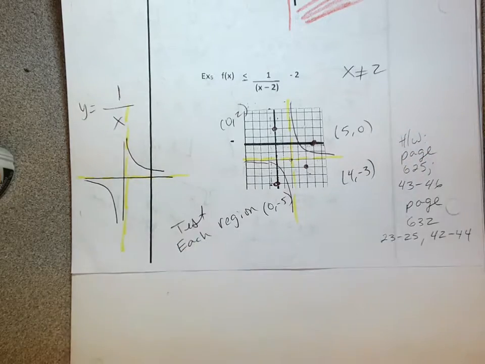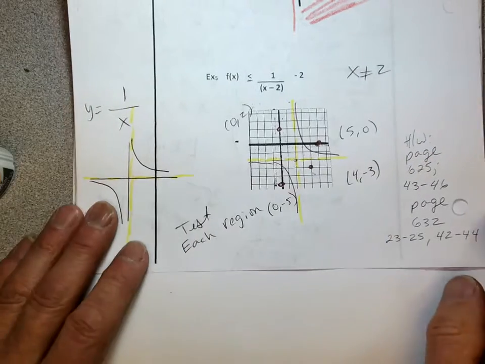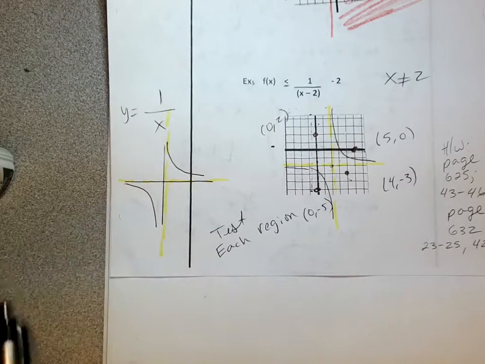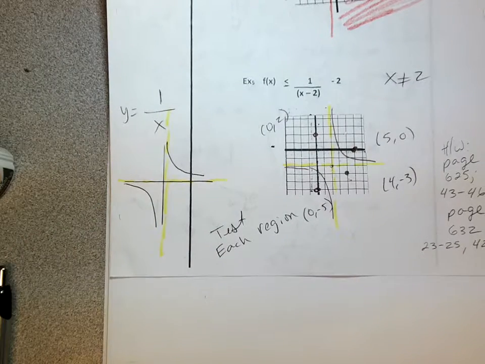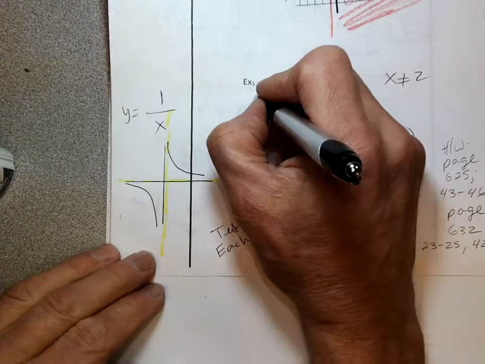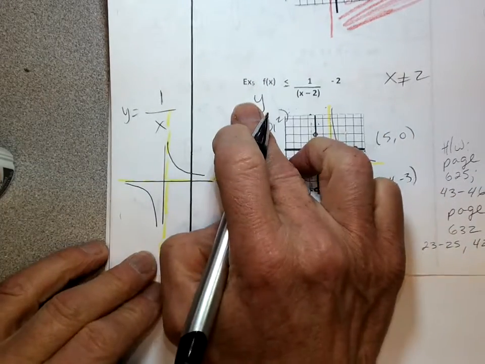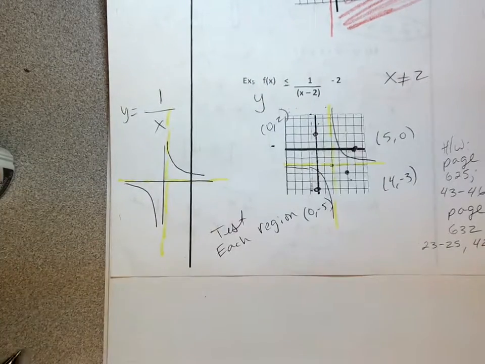All right, so how do we test them? What we can do is plug them in. So let me go to the whiteboard. Let's test 5, 0 first. We're going to put 5 in for x, 0 in for y, and see if we get a true statement. A true statement is going to be when the y value is less than or equal to the other side. Does that make sense?